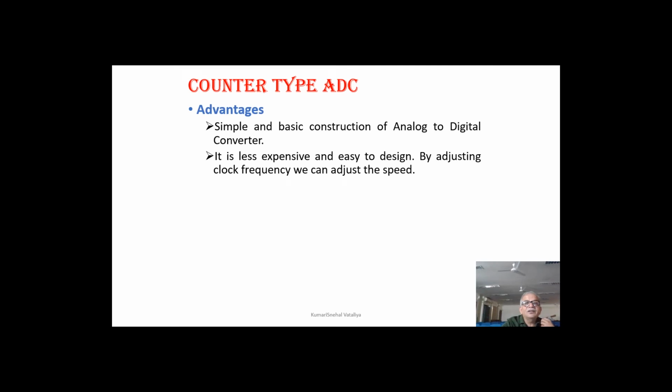Now what are the advantages of a counter ADC? Simple and basic construction of an analog to digital converter. It is less expensive and easy to design. By adjusting the clock frequency, we can adjust the speed of conversion. It is faster than the dual slope integrating type ADC, where additional ramp generators are required.